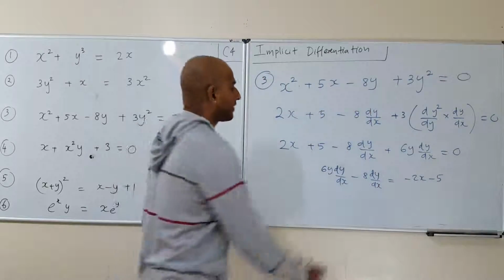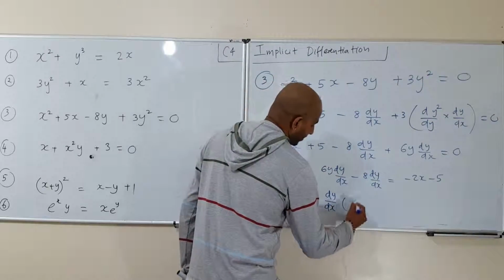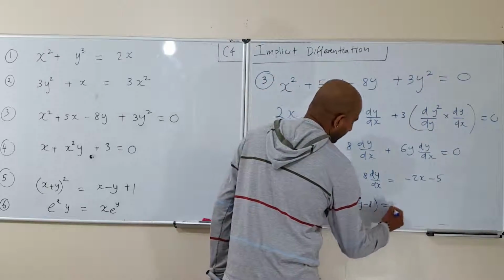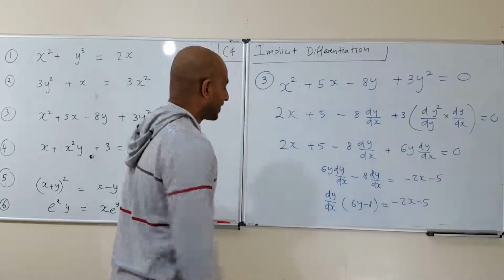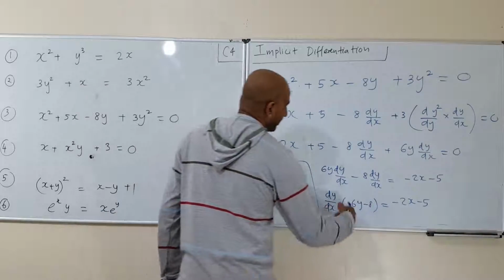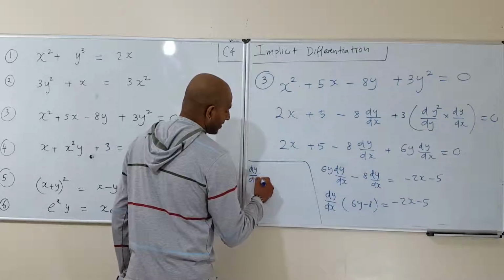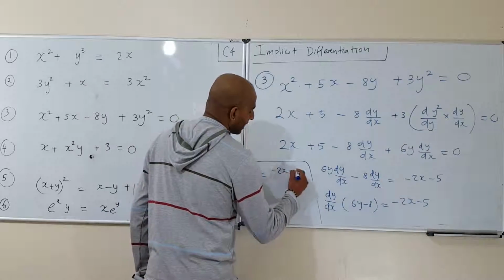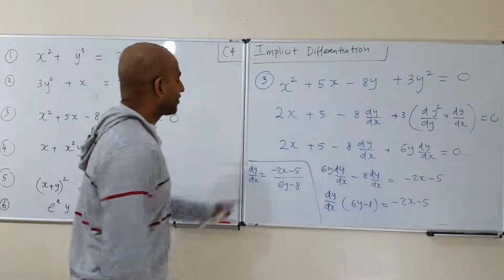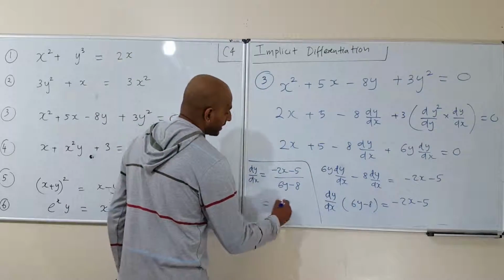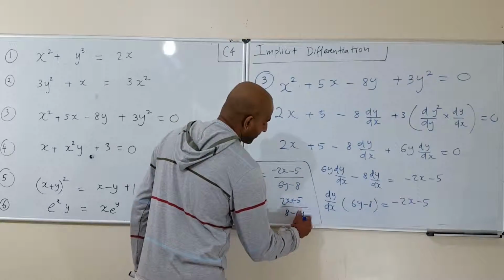Take the common factor dy/dx. 6y minus 8 equals minus 2x minus 5. Now we can find dy/dx here. I'm just going to write the answer here. Just divide that by that. You can have dy/dx equals minus 2x minus 5 divided by 6y minus 8. If you want, you can multiply everything by minus to make it look a bit better: 2x plus 5 divided by 8 minus 6y. That's dy/dx.